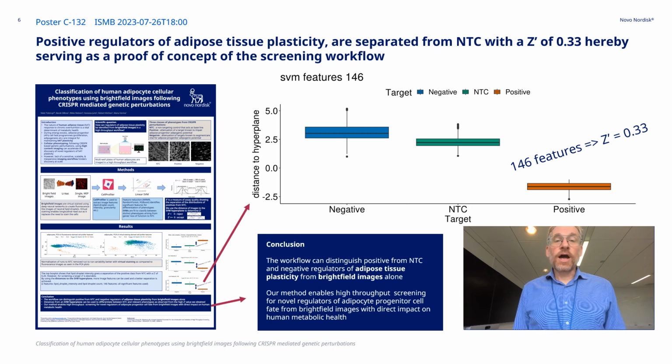A Z prime of 0.33 is achieved for the separation of positive regulators of adipose tissue plasticity from non-targeting controls. This is a proof of concept that we can identify adipose tissue plasticity regulators from brightfield imaging with our workflow. Our workflow enables the screening for and the potential discovery of novel targets for improving human metabolic health.